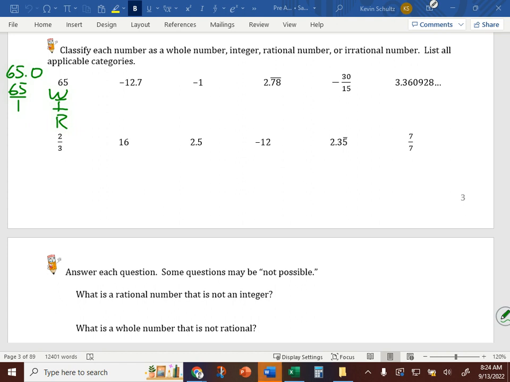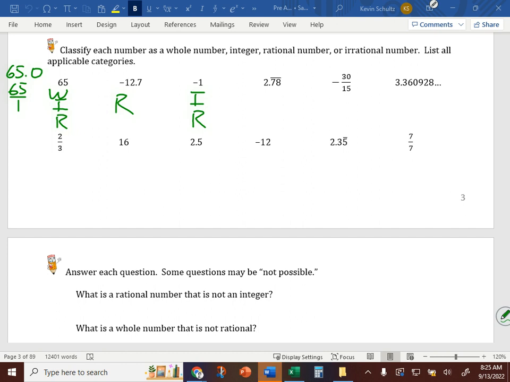Category or categories? Regan. Rational only. If it's a decimal, can't be whole. If it's a decimal, can't be an integer. Therefore, it's got to be rational only. Okay? Negative 1. Integer, because it's a negative non-decimal. It's not whole, because it's not positive. And because it's an integer, it is also rational. Okay?